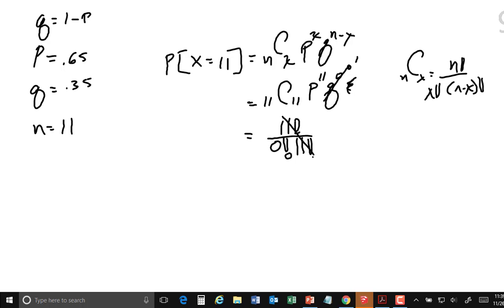What's 0 factorial? 1. Okay, so it's just as we predicted. This whole thing goes to 1, and this goes to 1. So the answer is 0.65 raised to the 11th. It's going to be pretty small, I think.